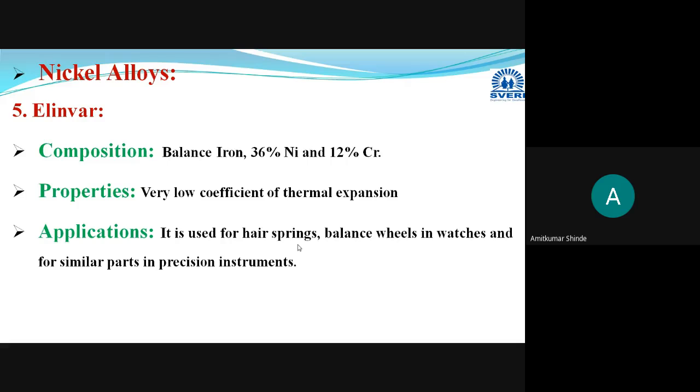Invar and Elinvar both have similar characteristics, that is, a very low coefficient of thermal expansion. And what will be the difference in composition? Invar will have 64% iron and 36% nickel. And in Elinvar we decrease the amount of iron and 12% chromium is added. These are used in precision equipment or manufacturing different components of watches, that is Elinvar. And Invar is used for manufacturing different measuring instruments.